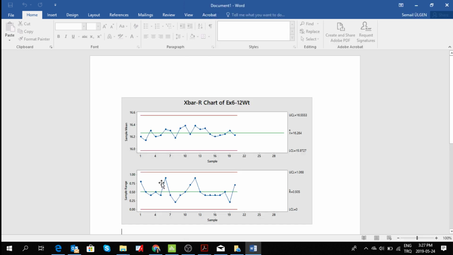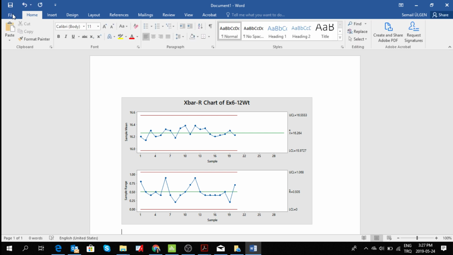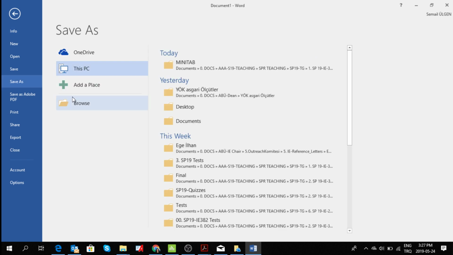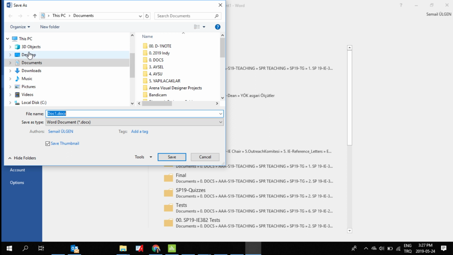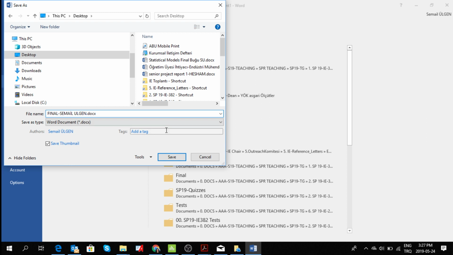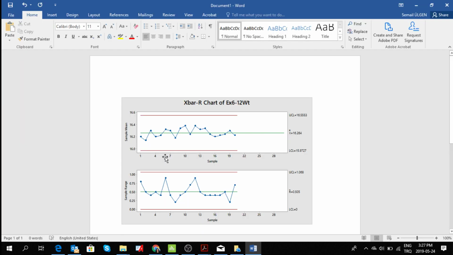Okay, so here's the Word file. In the final, what you're going to do is say save as, and browse. Let's say desktop, let's keep it on the desktop. Final exam and your name. You're going to type it in: final, your name, last name, and then save it to the desktop. And you're going to write your name here too.